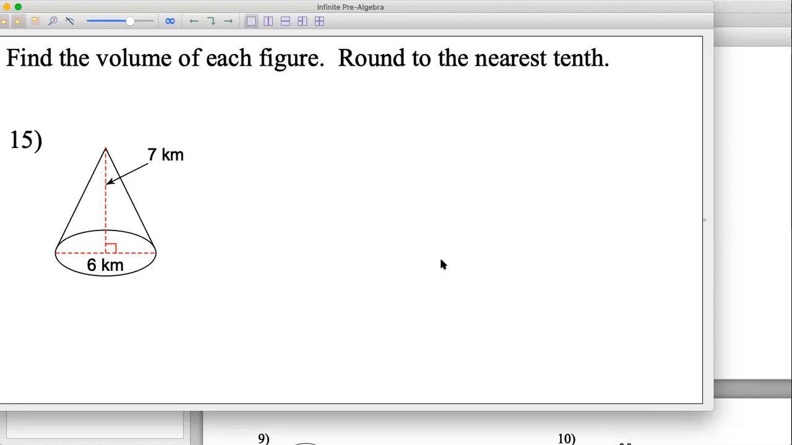What's the shape? What's the formula? Cone. What's the formula? Wouldn't that be pi r squared h over 3? I'm waiting for you to do it. Okay, well, I had no arguments with that. Now plug in your numbers.